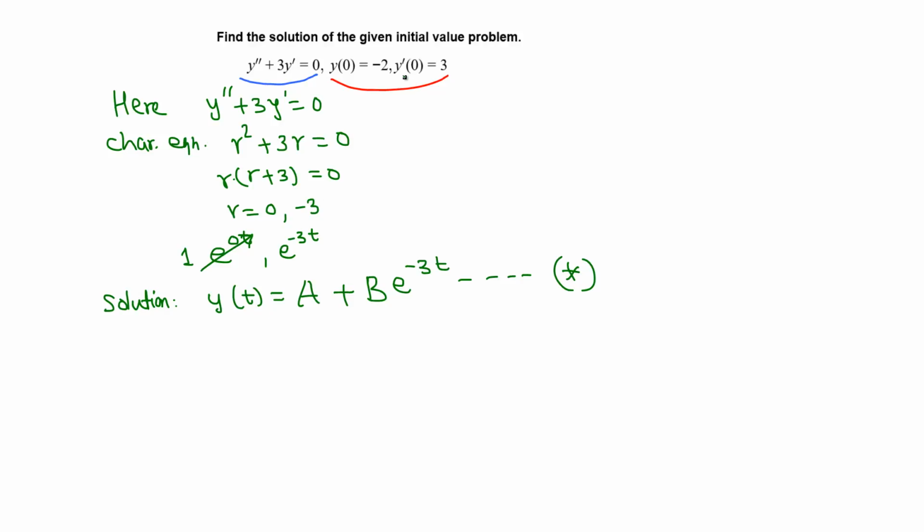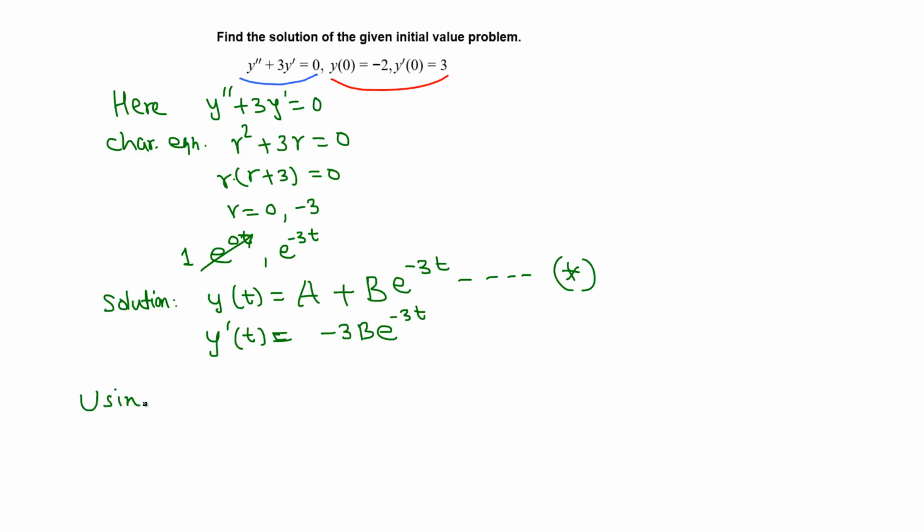Let's look at the second initial condition that involves the derivative. To use it, let's find the derivative of this. The derivative of a is 0, so no need to write it. Then b e raised to negative 3t is itself times the derivative of negative 3t, which is negative 3. So negative 3b e raised to negative 3t.